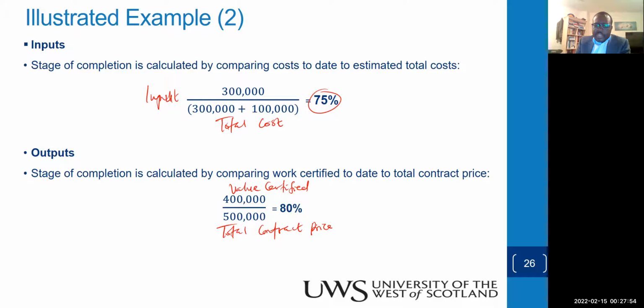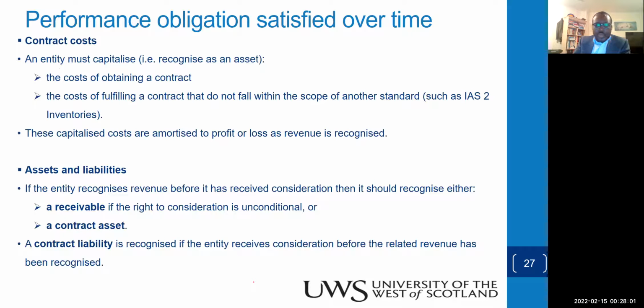Okay, I'm checking my time, and maybe we'll end it here and come to the next one. So let's do one or two before we wrap up. Again, in terms of performance obligations satisfied over time, we should consider the contract cost and any assets and liabilities. We take it one step at a time.